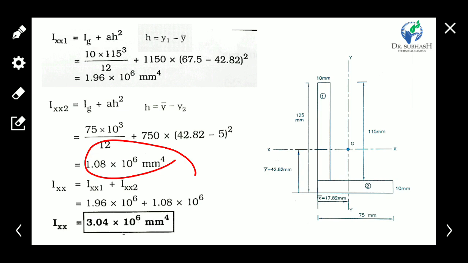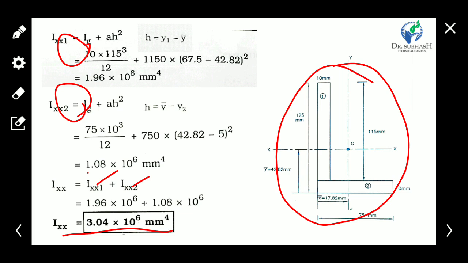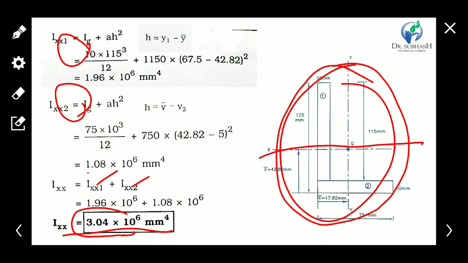Now we can easily get the value of I axis 2 as 1.08 into 10 raised to 6 mm raised to 4. Okay. Now we know that the total moment of inertia of this L section is found with the summation of I axis 1 and I axis 2. Let's get the summation and finally get the value of the total moment of inertia of this L section about x axis, which is 3.04 into 10 raised to 6 mm4. The unit is mm4. Okay.